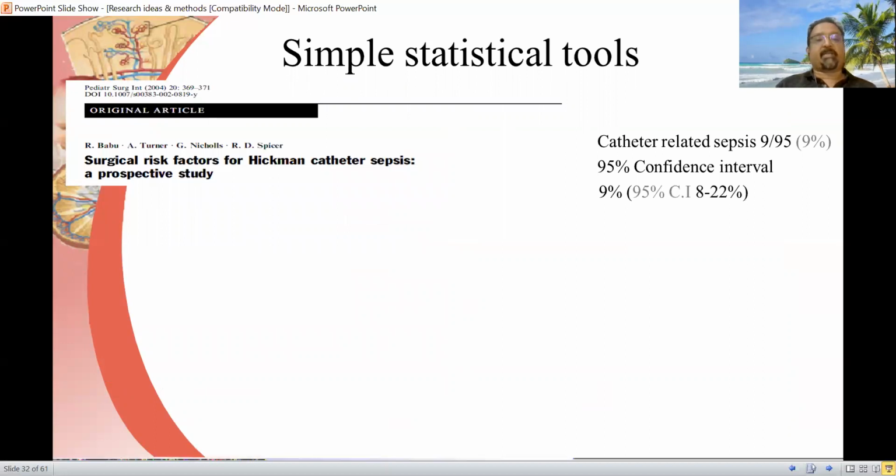Now, simple statistical tools. I want to illustrate one example with this particular study which we did and published in the year 2004.